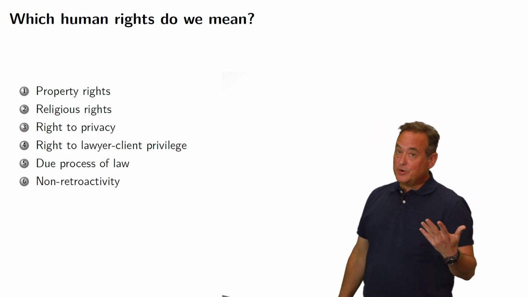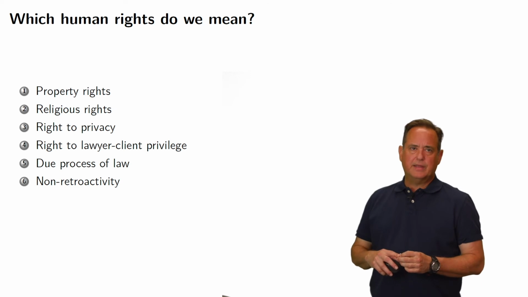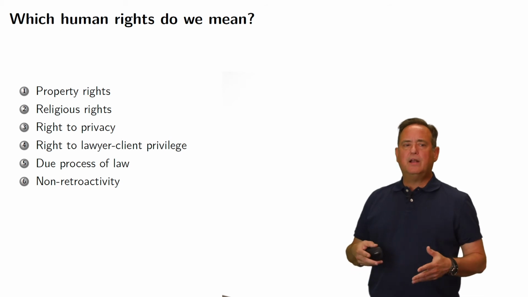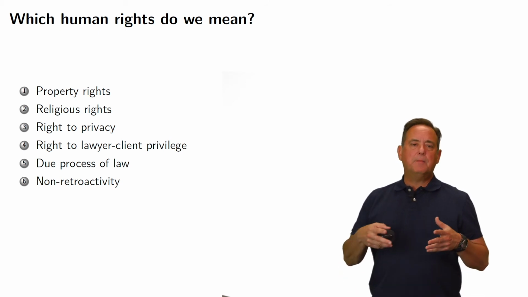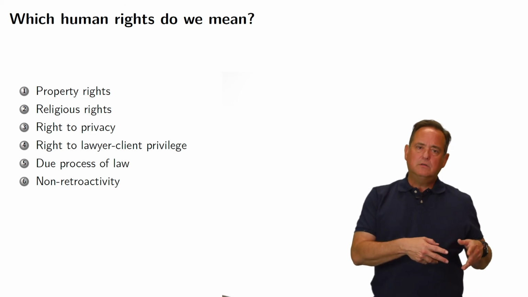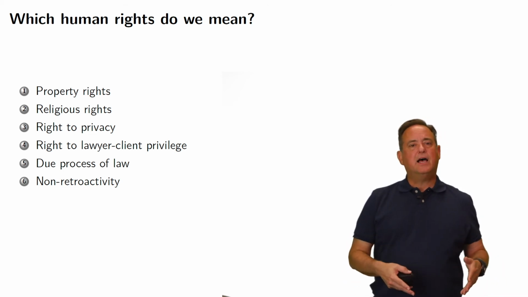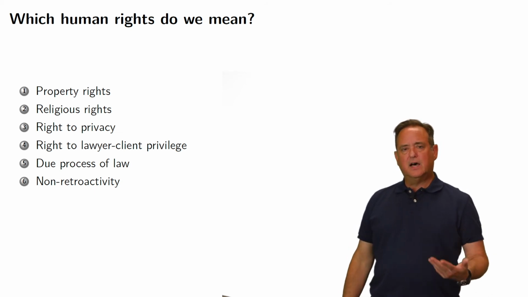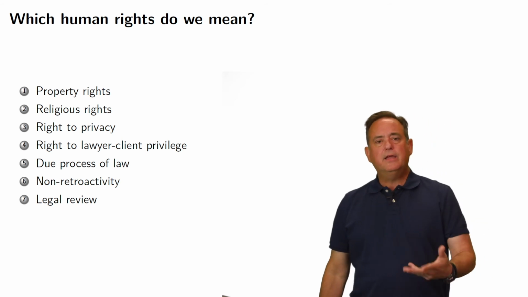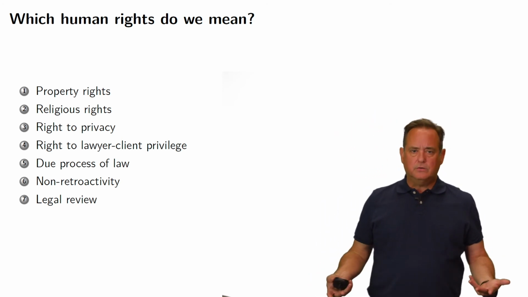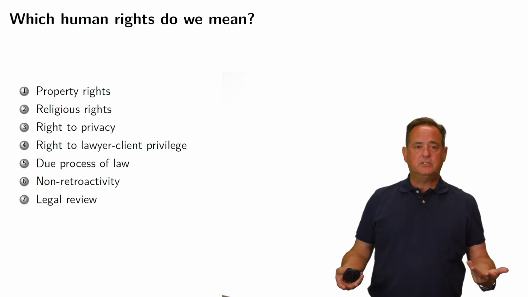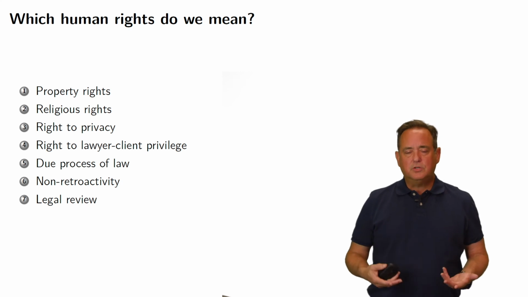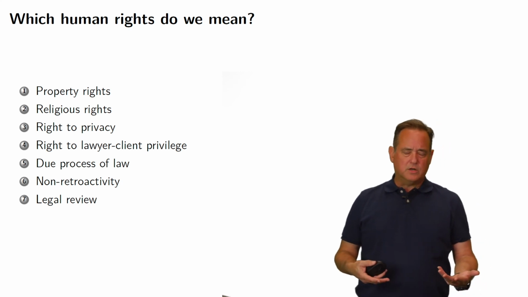Non-retroactivity is another concept that we find across country borders, which is to say that when a law is passed, it should not make an activity that was legal illegal. We can't go back in time and enforce the law if that wasn't the law at the time of the act. Non-retroactivity. Legal review refers to the ability to appeal an adverse decision. The idea that another court should be able to look at a lower court's decision.